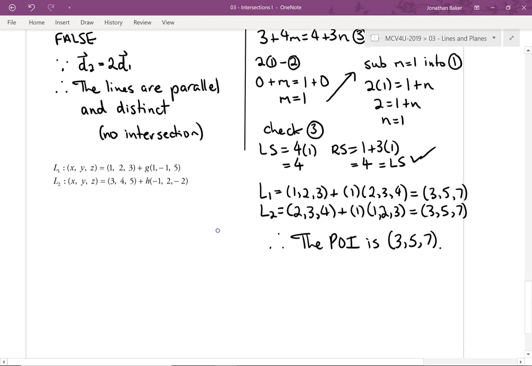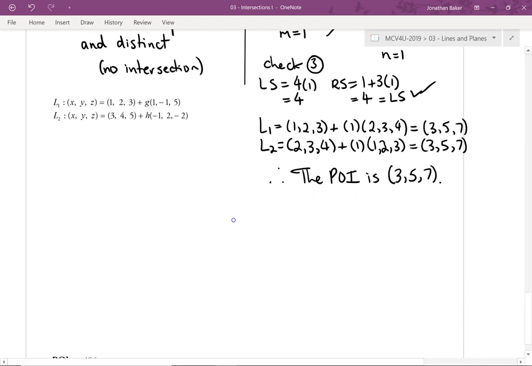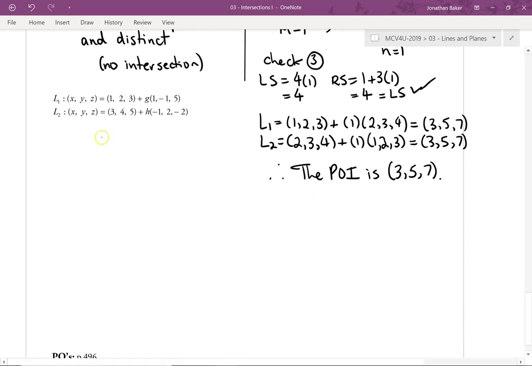Okay, so we have one more example here. L1 and L2. This time we have 1, 2, 3 and 3, 4, 5, and we have these direction vectors here that follow parameters g and h. Well, let's use the same method and see what we get this time.